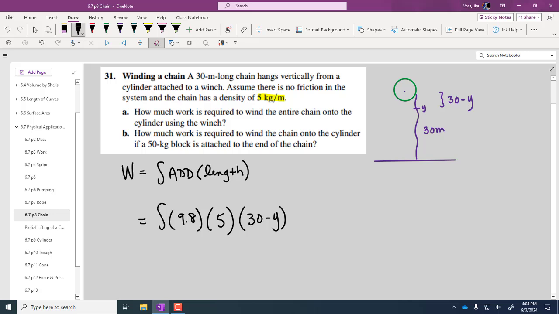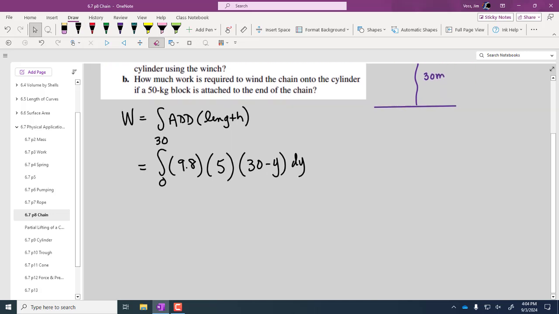And then the easy part that's hard is the length is dy. Just dy. We have one-dimensional density, and we're going to lift up the whole rope, I think. How much work is required to wind the entire chain? There it is.